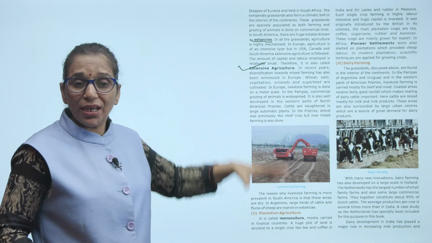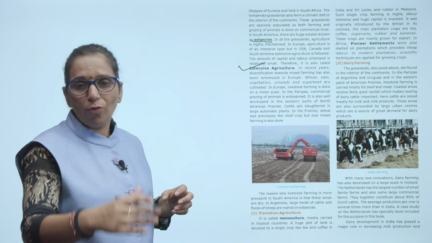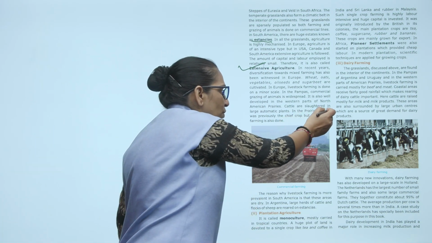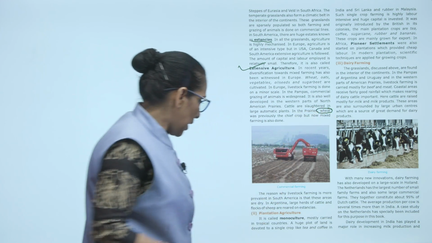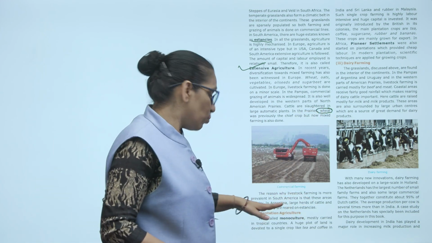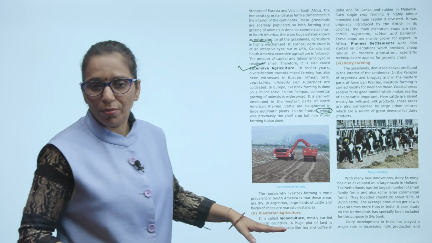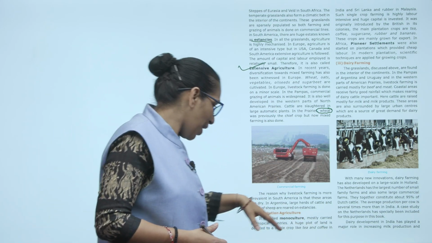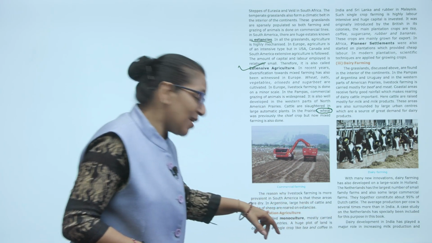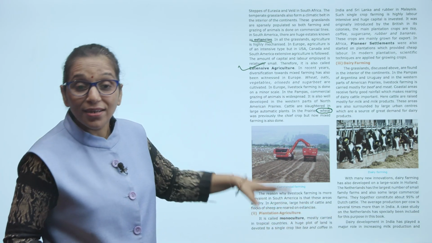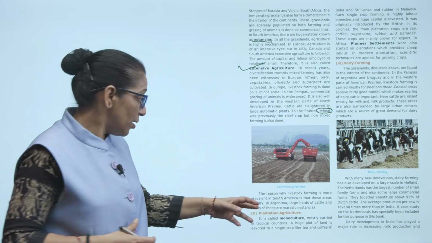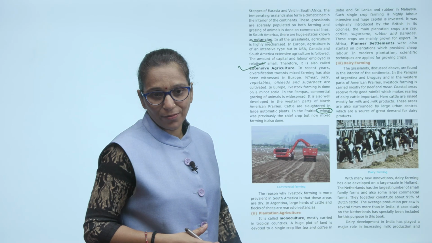Then in the prairies, wheat was previously the chief crop, but now mixed farming is also done on the prairies. But previously you could see the wheat farmhouses in the prairies. Then the reason why livestock farming is more prevalent in South America: why do farmers these days prefer livestock farming? Because these areas are dry. And in Argentina, large herds of cattle and flocks of sheep are reared on these estancias.